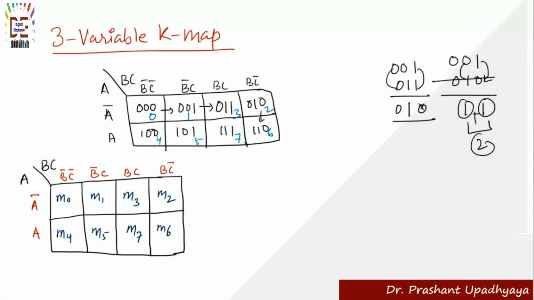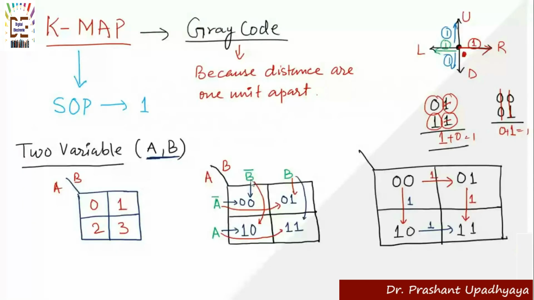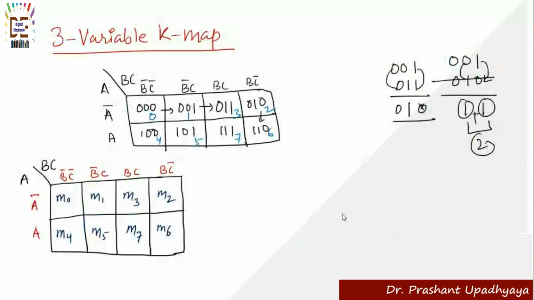In a similar way, for the 2 variable K-map, I can write M0, M1, M2, M3. This is the 2 variable, and the one I showed previously was the 3 variable. In the 3 variable, we have to write M0, M1, M2, M3, M4, M5, M6, M7. Generally, we can write this in another form also.